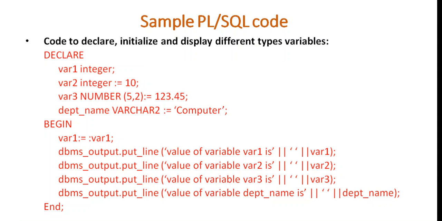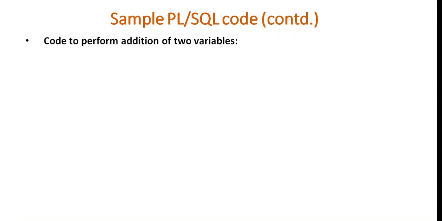Then we have another sample code, to perform addition of two variables. Here in the declare section we have declared three variables: 1, 2 and 3. All these three variables are of integer type. They are not initialized with any value, and the size is also not specified for all three variables.